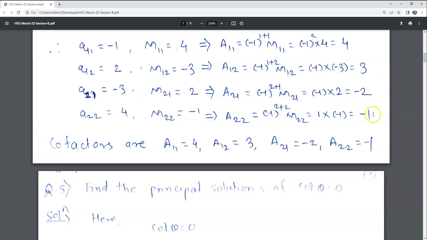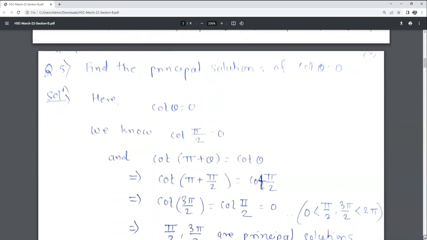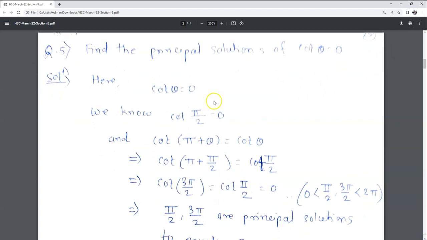A21 is equal to minus 2. And A22 is equal to minus 1. Easy. Now what is the next question? Find the principal solutions of cot theta is equal to 0.